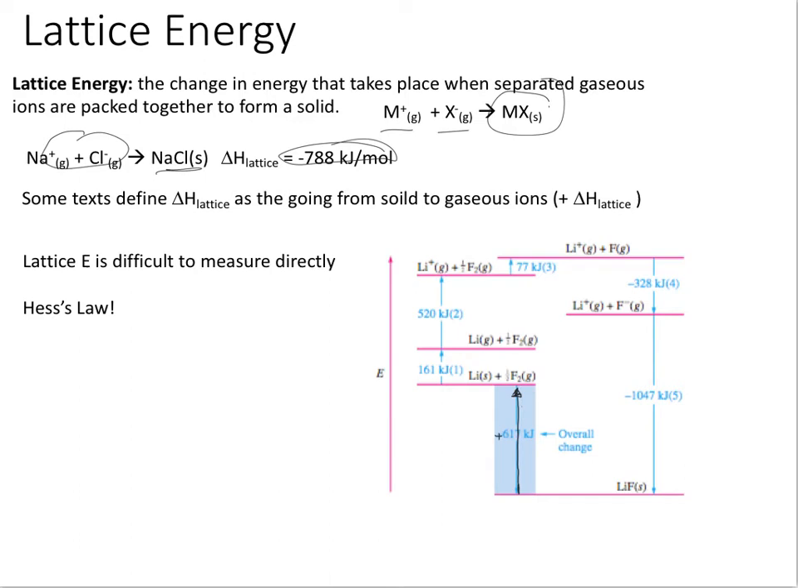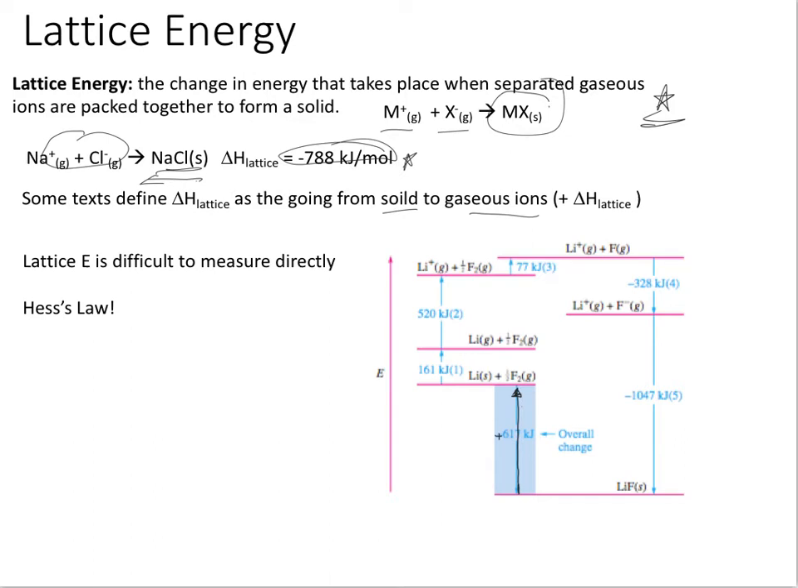Now, because of the definition that we're using, we are going to end up with negative lattice energies. Now, some texts define the enthalpy of the lattice energy as basically going from a solid to the gaseous ions, so basically the reverse of this process, going from the lower energy system to the higher energy system. So in those contexts, you're going to end up with positive lattice energies. But we will be using the definition above, so the lattice energies in our text should be negative.